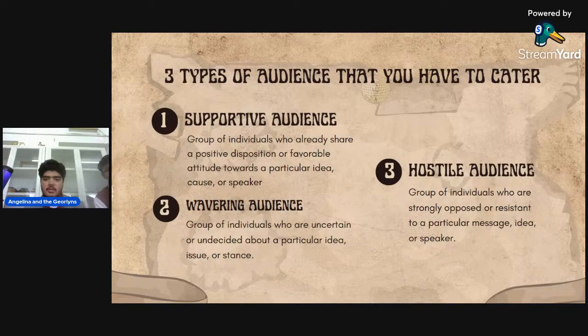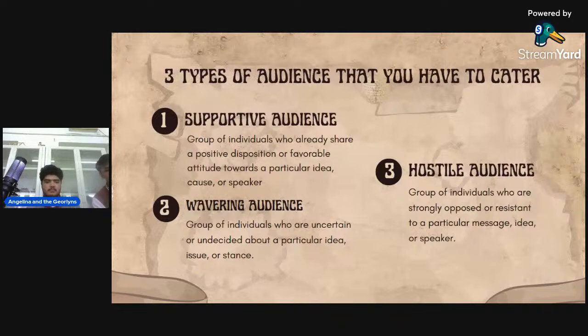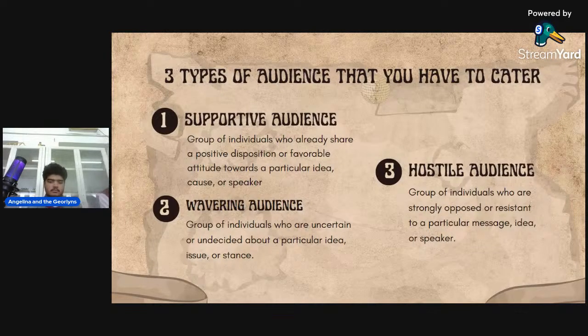Next are three types of audience that you have to cater. So first is the supportive audience. It is a group of individuals who already share a positive disposition or favorable attitude towards a particular idea, cause, or speaker. So a supportive audience, you can already see that as a speaker if your audience agrees with what you are talking about, judging by how they react towards your message.